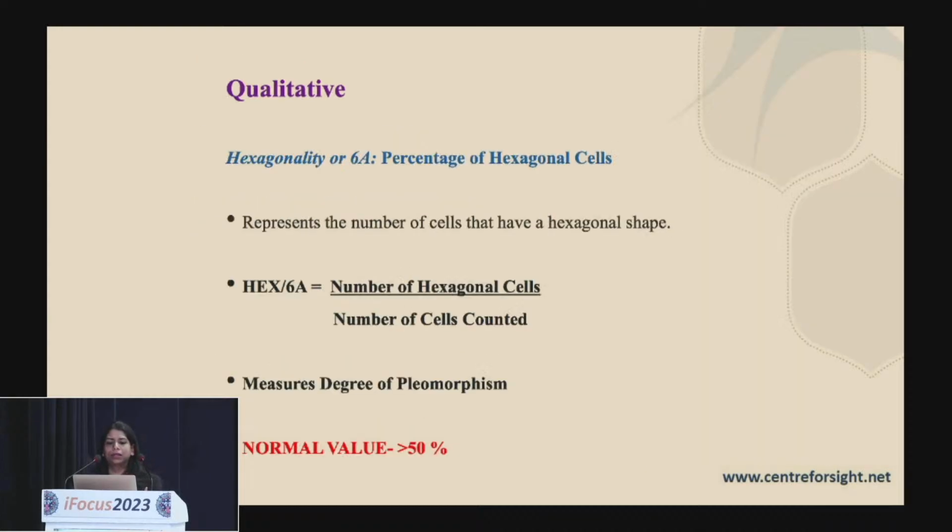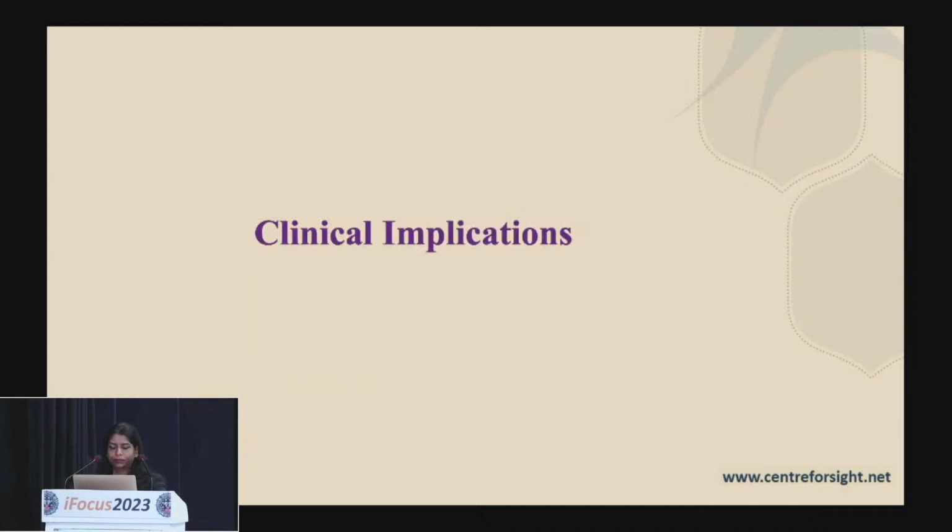Another qualitative analysis is hexagonality. In some machines, it is written as 6A, percentage of hexagonal cells. It is the number of hexagonal cells which are counted, and it should be more than 50%. Why am I saying more than 50%? Why am I not saying 100%? Because the moment you're born, your aging starts, and the hexagonal cells start losing their shape. You will have some amount of pleomorphism. So this is a measurement of pleomorphism, okay? First we see the qualitative analysis, then we see the quantitative analysis, and the picture should always be compared.